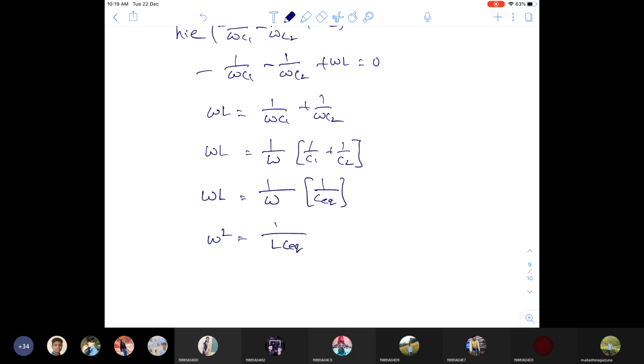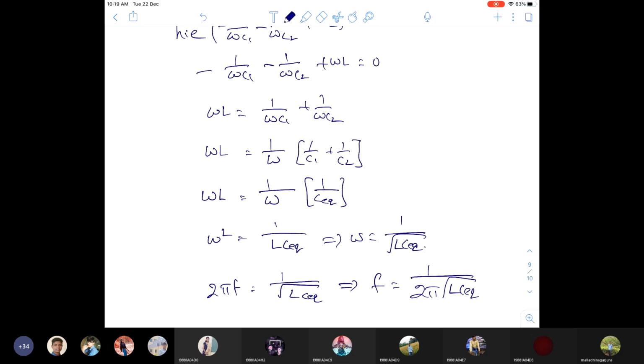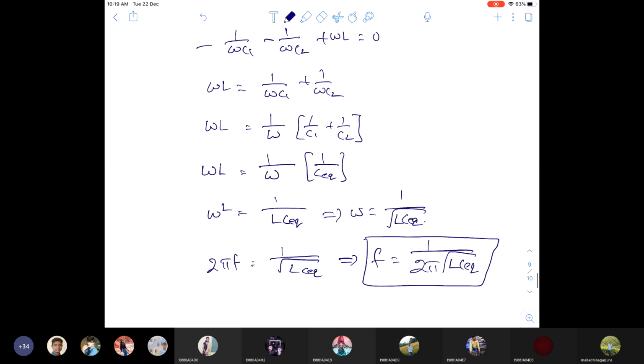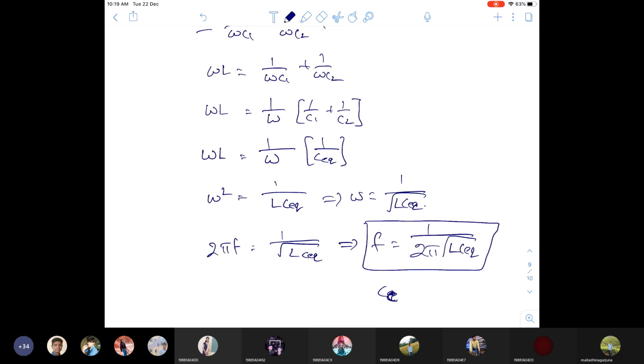Next, omega equals 1 by root of L into C equivalent. So 2 pi f equals 1 by root of L into C equivalent. So finally f is equal to 1 by 2 pi root of L into C equivalent. This is the equation, where C equivalent is equal to C1 C2 by C1 plus C2. So this is the formula.